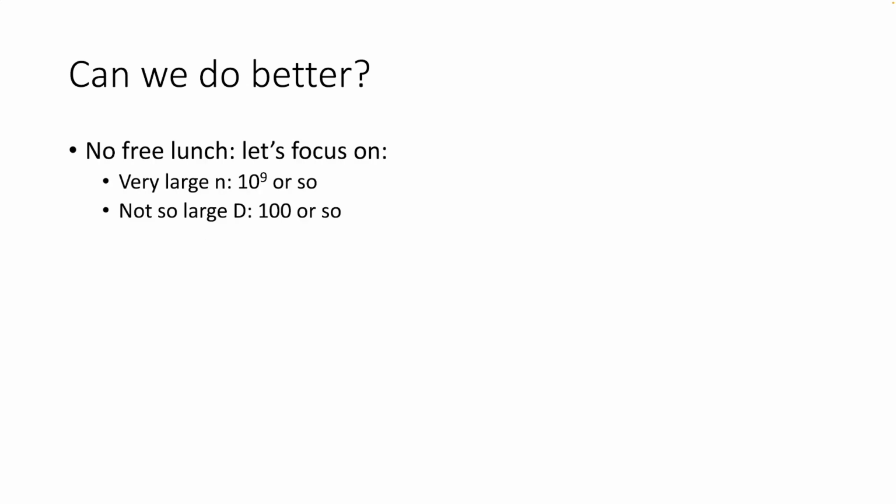Well, there's never any free lunch, but we can focus on making it better in some cases. And we're going to take the following case. A very large n, 10 to the power of 9 or so, that's about a billion. And not so large d, let's say 100 or so. So what can we expect to get with those assumptions? Well, when you have such large limits, you need to think about logarithmic time complexities. Can we do order n log d, for example? Well, even if we could, that n is still way too huge.